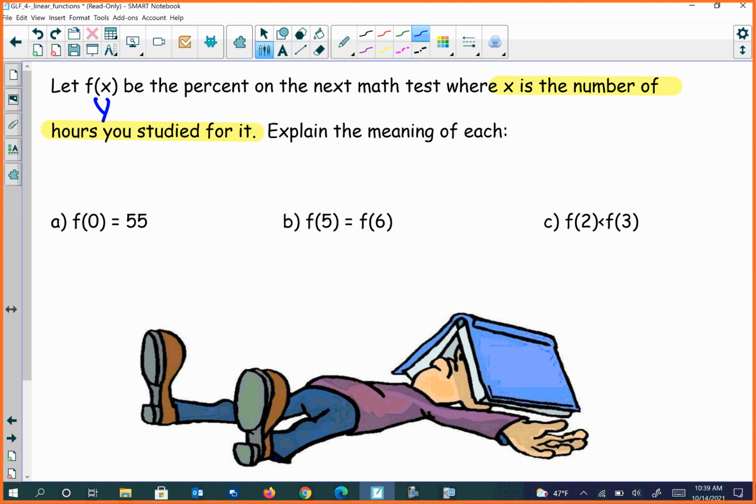So what would the meaning of this be? What do you think? Keith? 0 hours. Yeah. So I studied 0 hours, so I earned a 55. So I didn't study, got a 55 on the test.